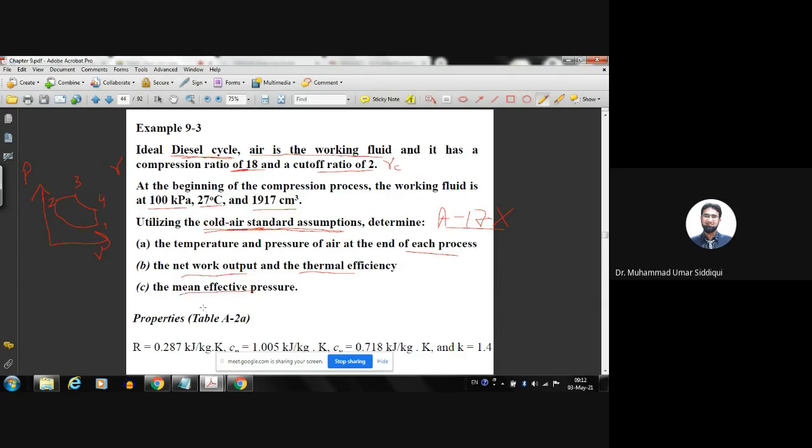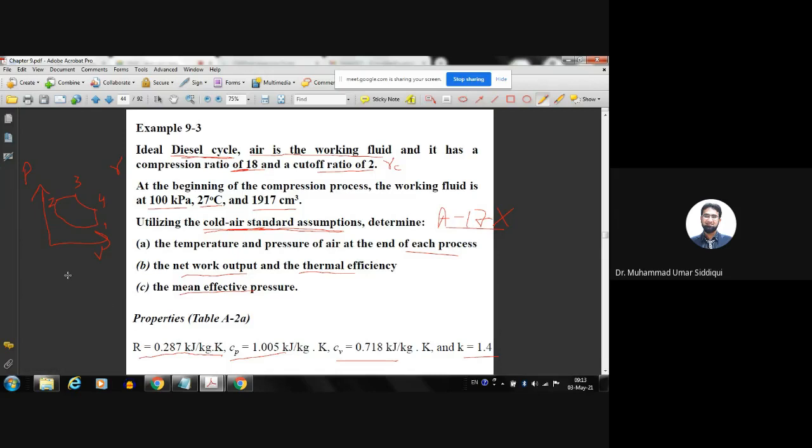Since we are going to be using the formulas which we developed for different isentropic processes, once again we need to use the values of Cp, Cv, and k from Table A2. So this is the Cp value for air, this is the Cv value for air, k is 1.4, R is 0.287 kilojoule per kg Kelvin. These are the values we are going to use.